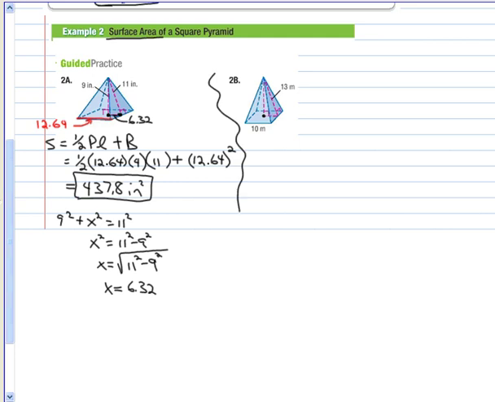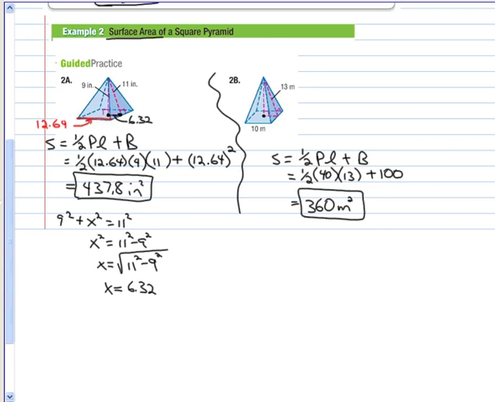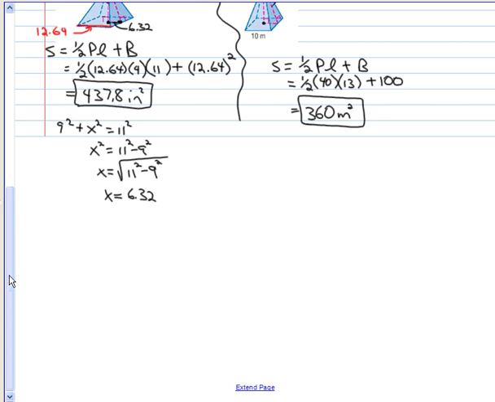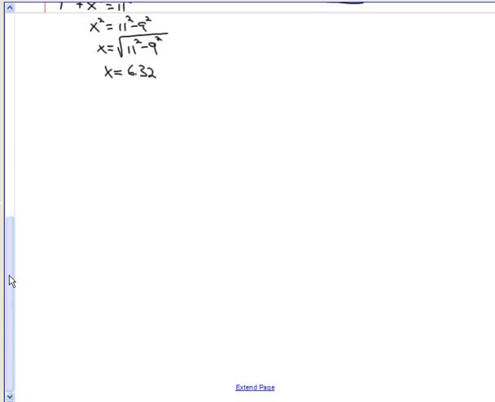So if I work on this one, well, I know my surface area is 1/2 perimeter times slant height plus the area of the base. So 1/2 of, can I do perimeter on this one? Yeah, 40. I know 10 coming across. So 40. Do I know the slant height? 13. Hey, this is turning out to be easy. How about the area of the base? 100. 10 times 10, 100. So that gives you 360 meters squared. Not so bad. Let me show you how to draw these pyramids if you need to draw them.